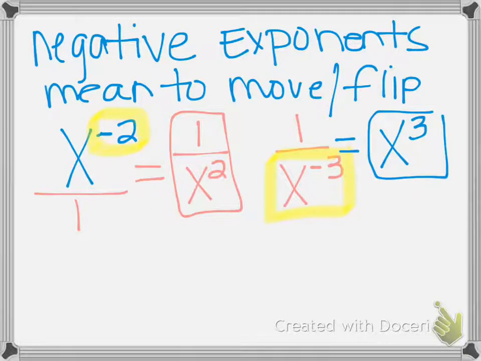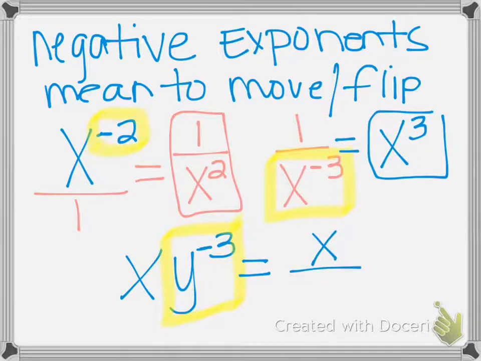So you have to look at each individual part on its own and think, is there a negative exponent applied to it? If I had something like x, y to the negative third, this negative exponent only applies to what it's touching. If there were parentheses around the x and the y, then the negative 3 would apply to both parts. But because there's not, then it only applies to the y. So my simplified expression here would be x in the numerator, y to the negative third is going to have to move down and become y to the positive third.